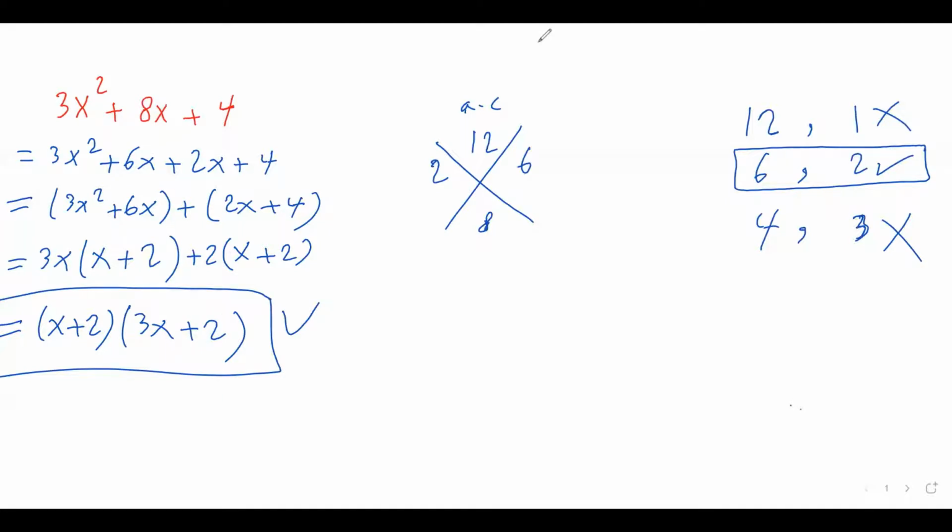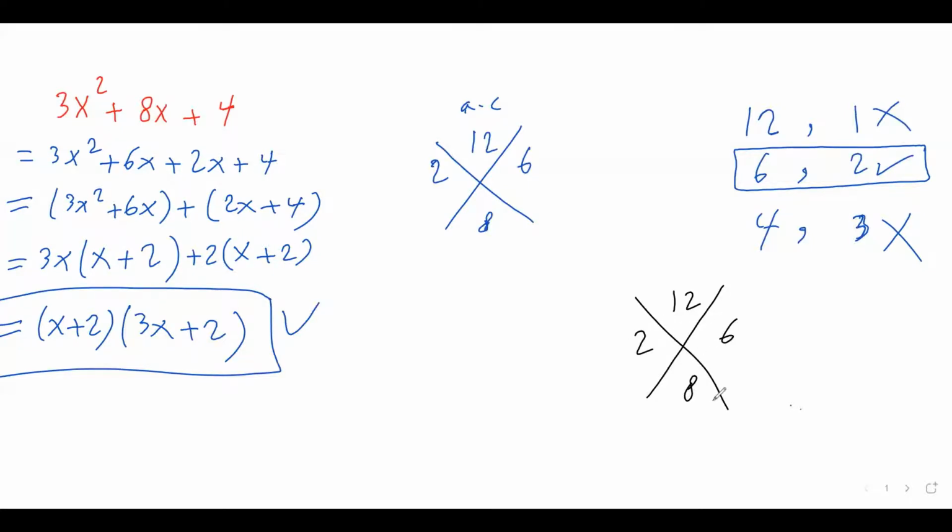I want to teach you a different method, which is much faster. So what we do here is, again, the same thing. I have to draw the x, and I'm looking for two numbers which their product is a times c, again 12. Their sum is 8. We already figured out those numbers.